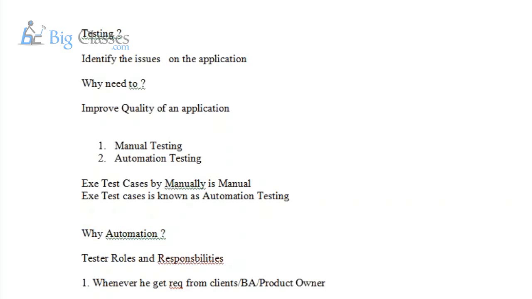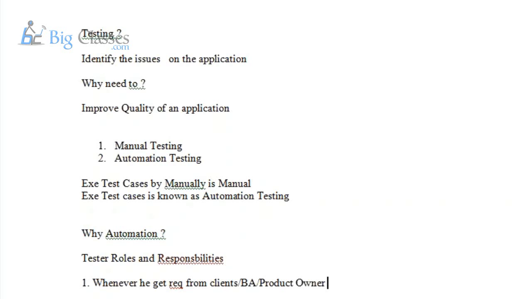That might be a client, be it product owner, be it BA. So whenever we get a requirement from the clients, what we need to do, team, is first analyze the requirement functionality. What is the purpose of analyzing the requirement functionality, team? If you want to test a product, if you want to test an application, first of all, you should know how exactly it is behaving and what the client is expecting.